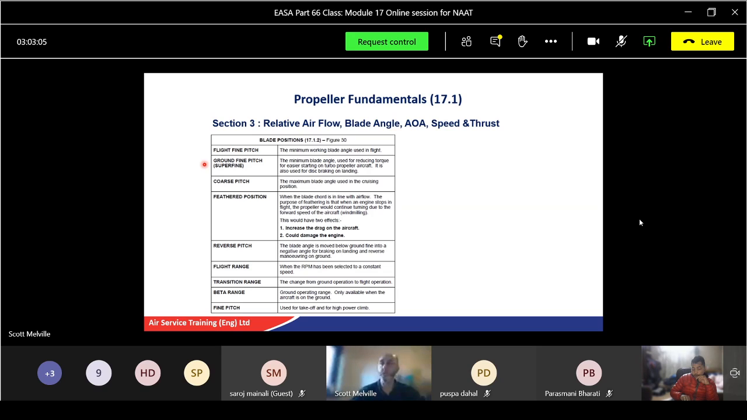For the moment, just be aware of the positions. Then we've got coarse pitch. Well, coarse means large. So it's a maximum blade angle used for cruise position. Once you've got forward speed, remember, as the aircraft gets faster, the angle of attack gets less. So as long as we've got forward speed, we can increase the angle of attack or change the pitch of the propeller to a larger angle because it can cope. It's got that forward speed behind it.